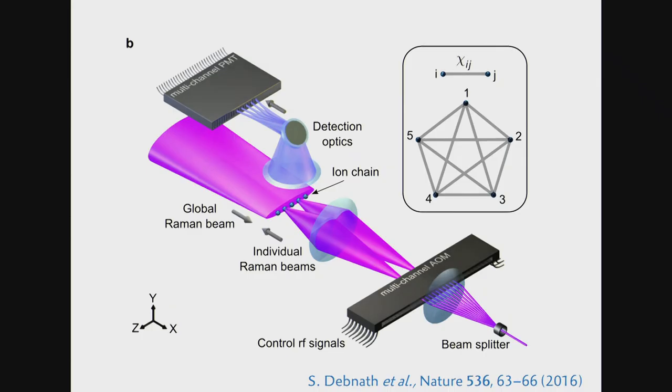This is another example, this time from the Monroe group. Very similar idea, only that they work with a hyperfine qubit. So they have a setup for Raman manipulation. It's the same: you can address individual ions and then have an array of PMTs to detect the fluorescence from each individual ion.